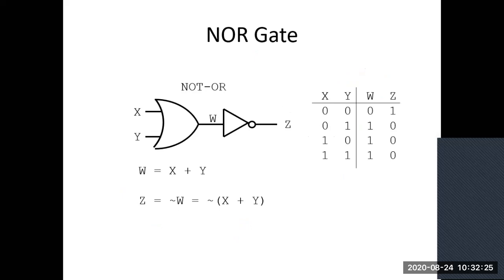Okay, if you don't have NOR gate ICs, we will see what is the IC number and how it is looking. So you can implement the NOR gate with an OR and a NOT.